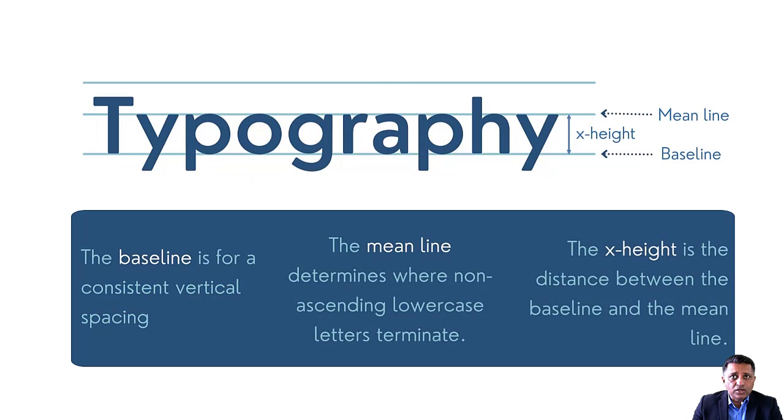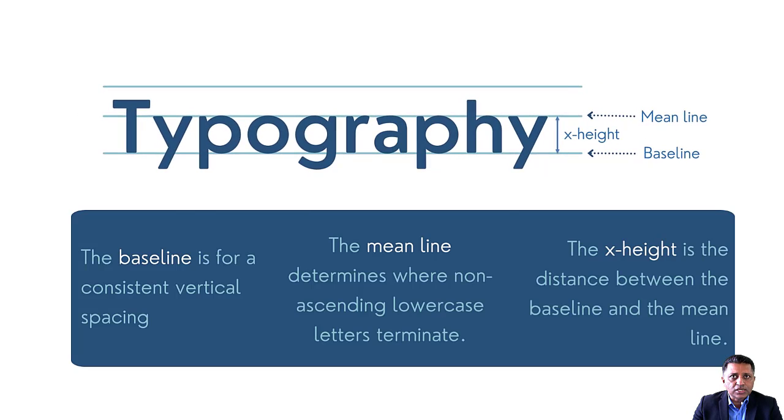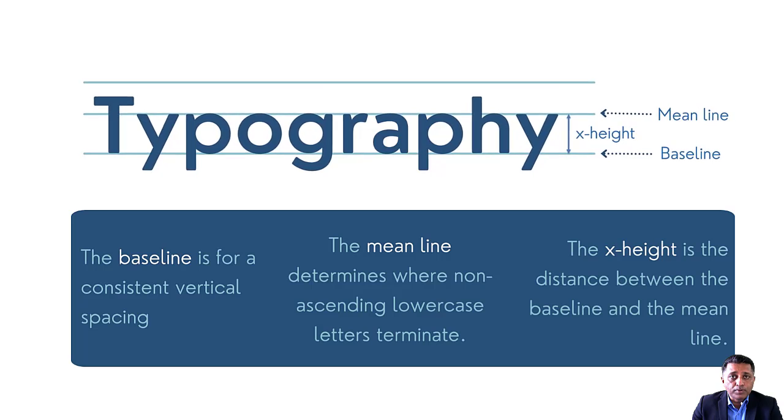Type sits along a line called the baseline. It's invisible to us most of the time. Above the baseline is our second most important line, properly known as the mean line, but most people refer to it as the X height in practice. And it is the line that determines the height relationship between the upper and lower case characters.